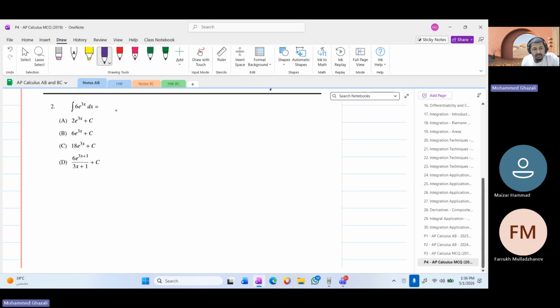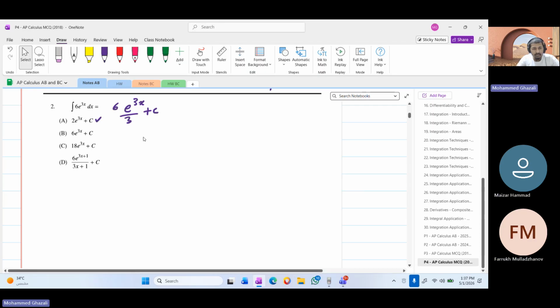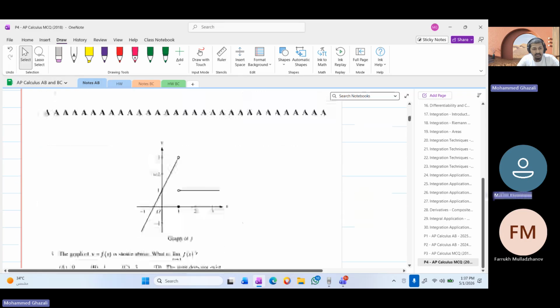If we're going to integrate this, you know how to integrate e to the power mx. It's e to the power mx over m plus c. So this is just going to be 6 e to the power 3x over 3 plus c. 6 divided by 3 is 2. So 2 e to the power 3x plus c. Simple question, because you have to divide by 3. Next question.